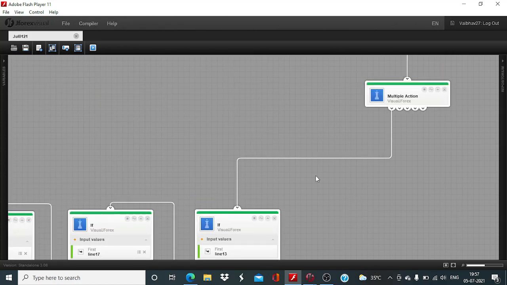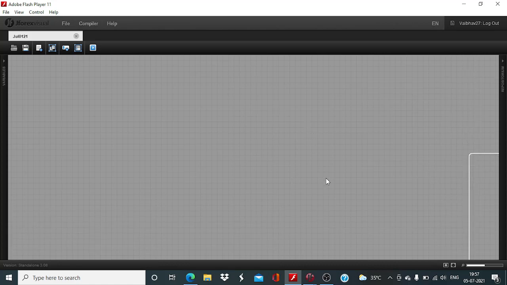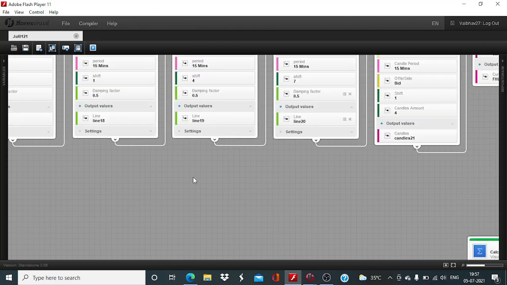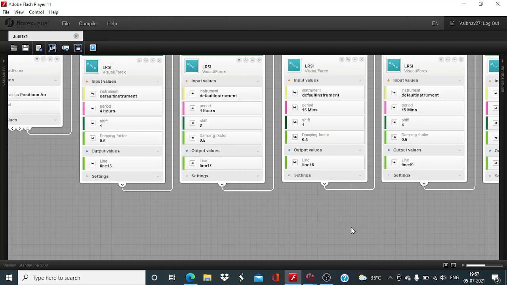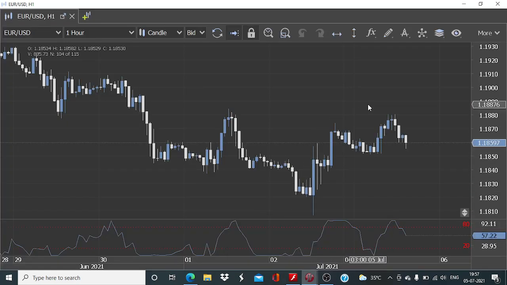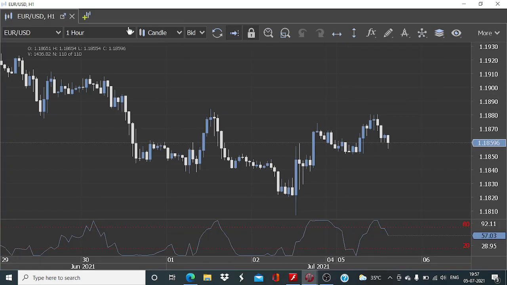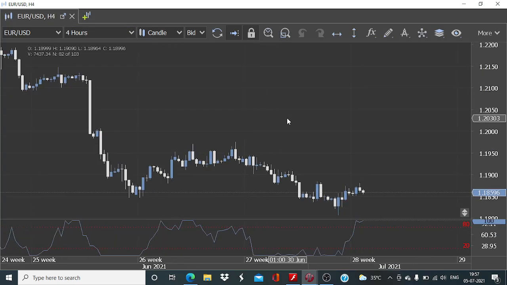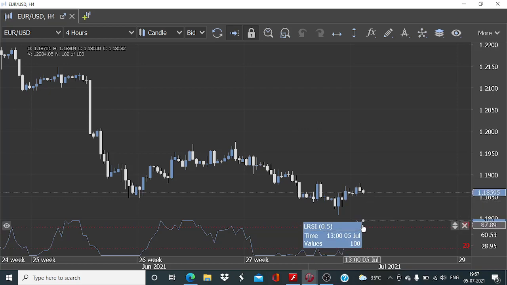Now we get back to the sell side. What we have to do, I will explain to you. First we will have to go to the JForex platform. This is the Euro USD chart, which I will change to 4 hours first. Okay, this is the 4 hourly chart for the Euro USD, where we have the LRSI plotted at the bottom.